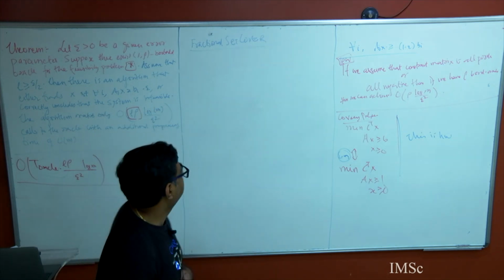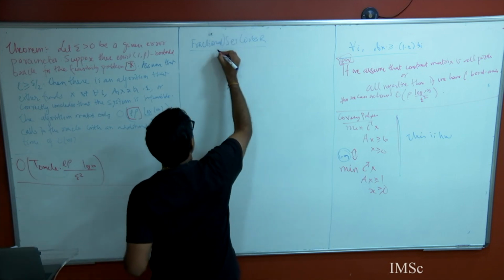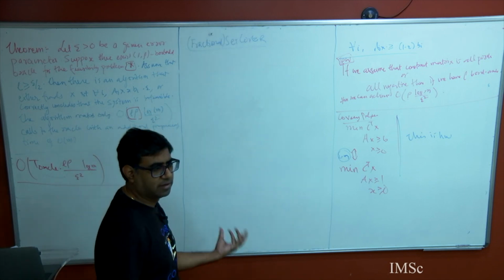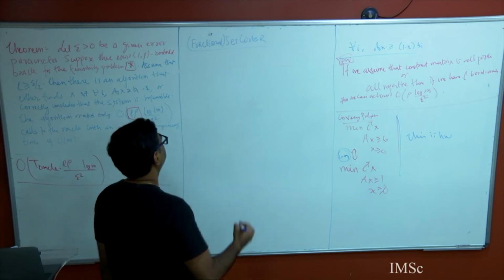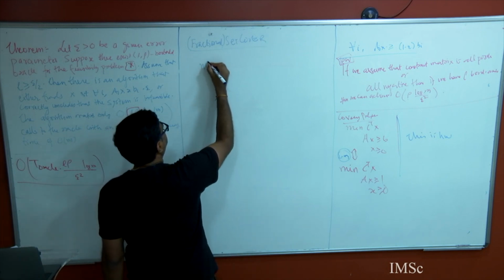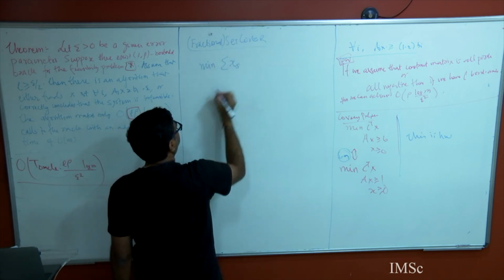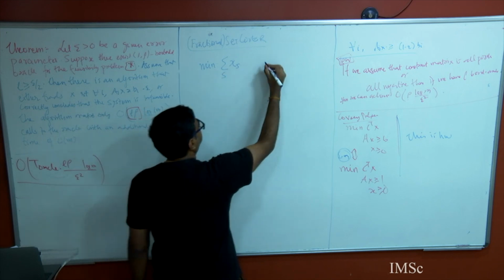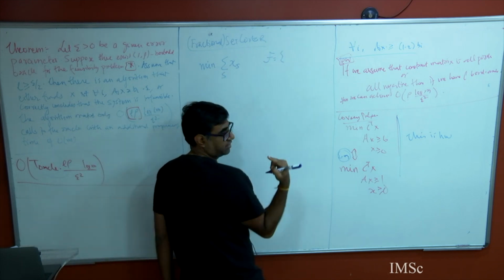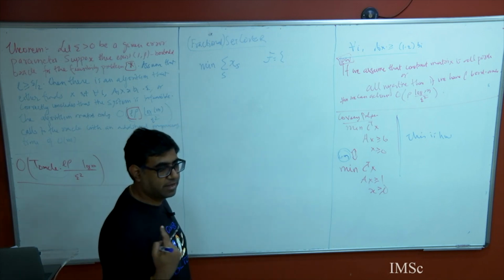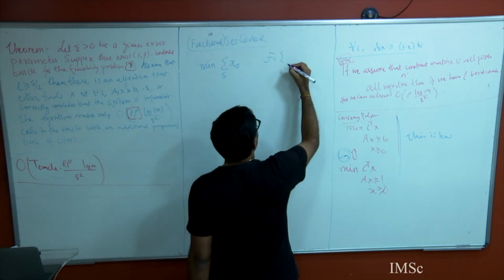So what is the set cover LP? I want to solve the set cover LP. This is all that I'm trying to tell you. I have to minimize the summation of xs, right? And suppose I have a family F of m sets.